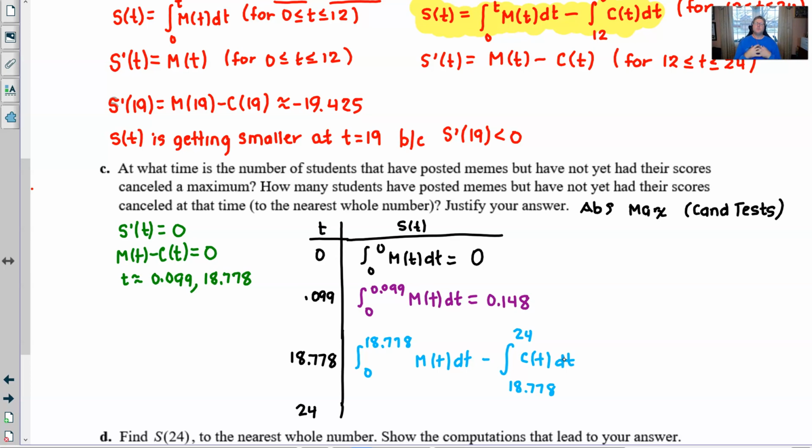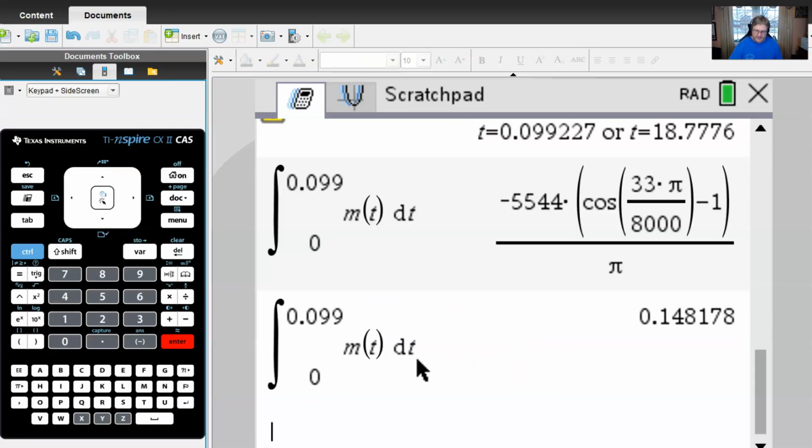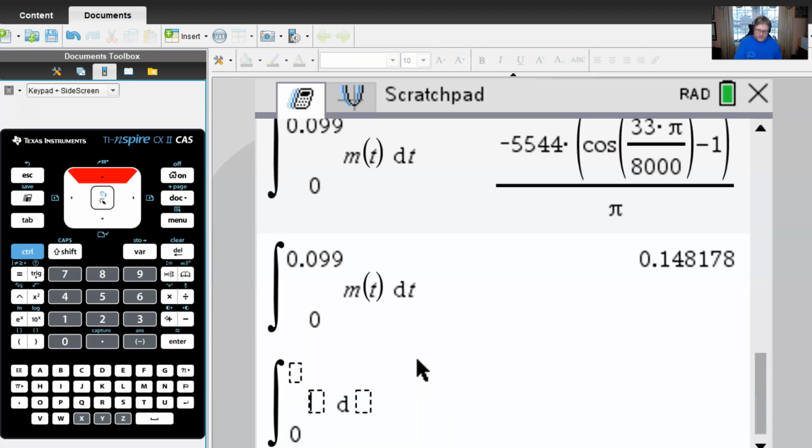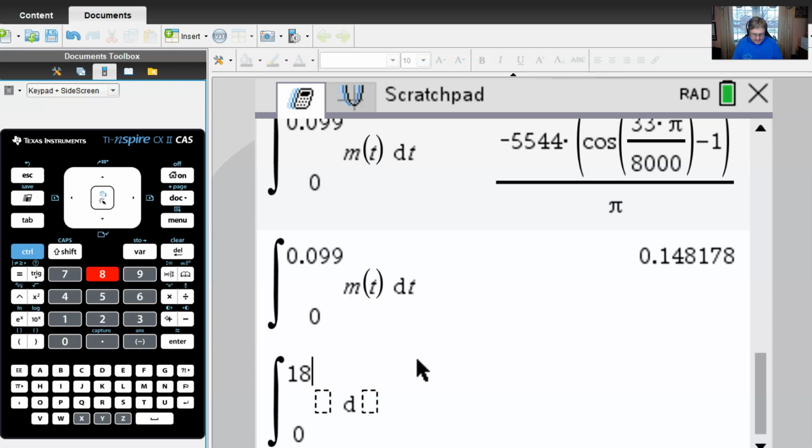What's left would be the number of students who have posted but haven't had their scores canceled. So thank goodness for the calculator because it is going to help us greatly here. What you're going to do is a shift plus integral. You're going to go from 0 to 18.778 of the m of t with respect to t.